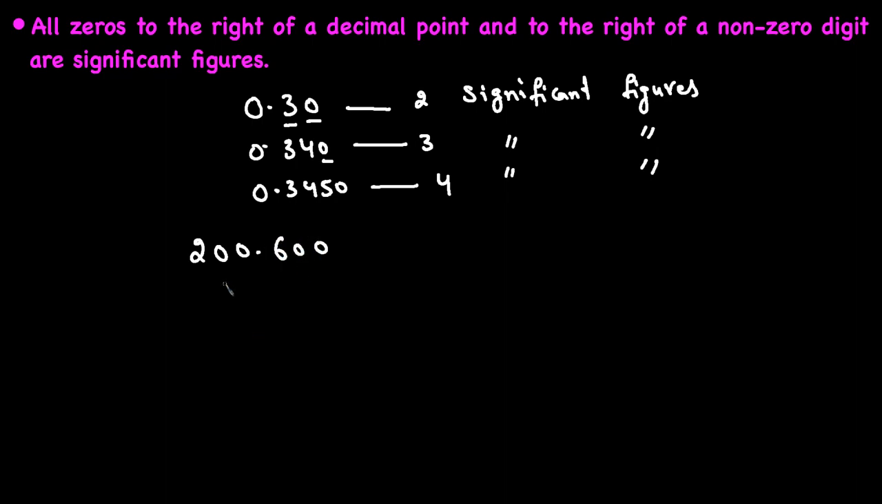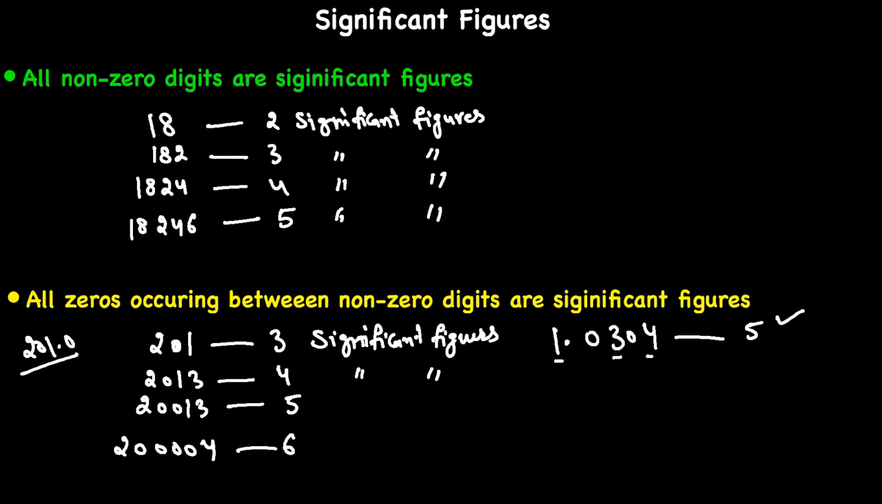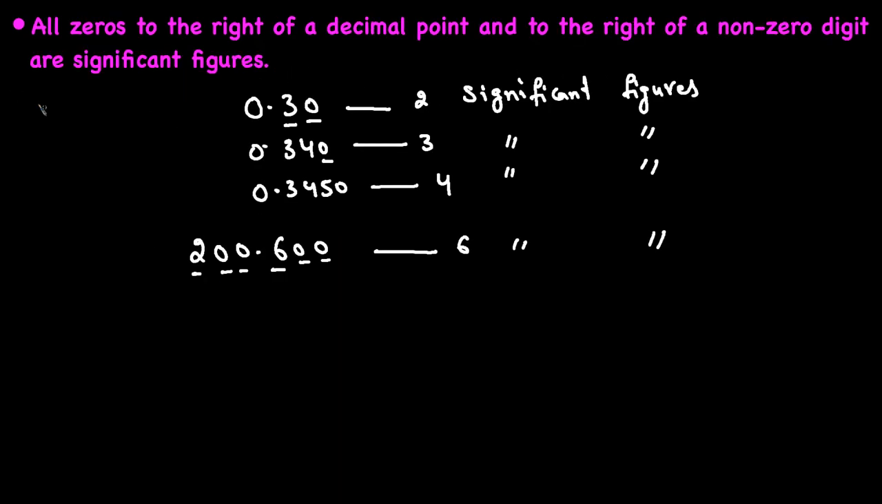200.600. Remember the rule? These zeros are between two non-zero digits, so these two are also significant, and these two are right of a decimal and right of a non-zero digit. So we're going to count these zeros also. So in total, 1, 2, 3, 4, 5, 6 significant figures. These two are from this rule, remember: zeros between two non-zero digits are significant. So in this example we use two rules.